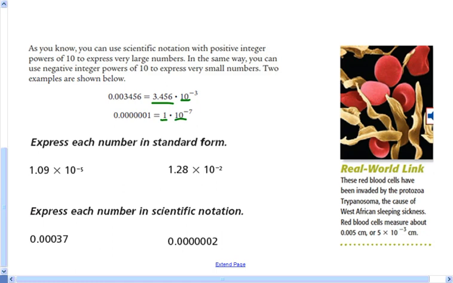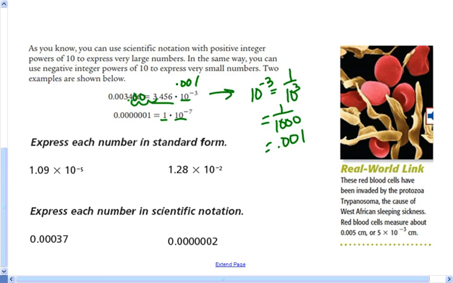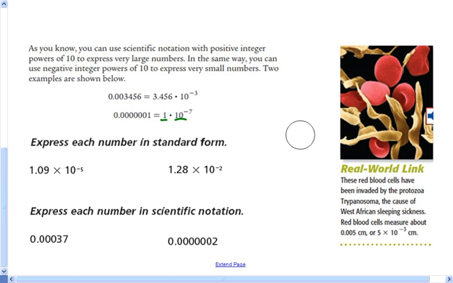In this case, the power of 10 is a negative number, and as you have learned, 10 to the negative third is actually 1 over 10 to the third, which is the same as 1 over 1,000, which is the same as 0.001. So when we multiply by 0.001, if we're multiplying by 1,000, it would move the decimal to the right 3 places. When we multiply by 0.001, it moves the decimal to the left 3 places. So if we go 3 to the left of that number, we get 0.003456.